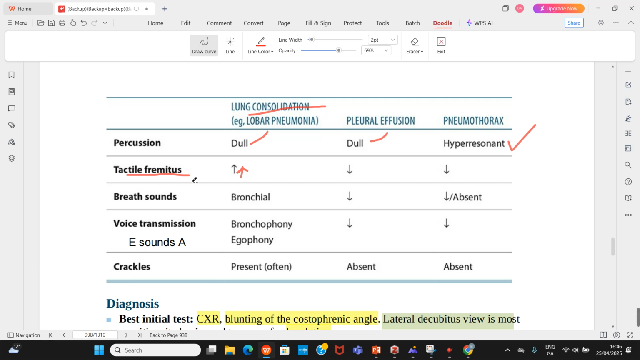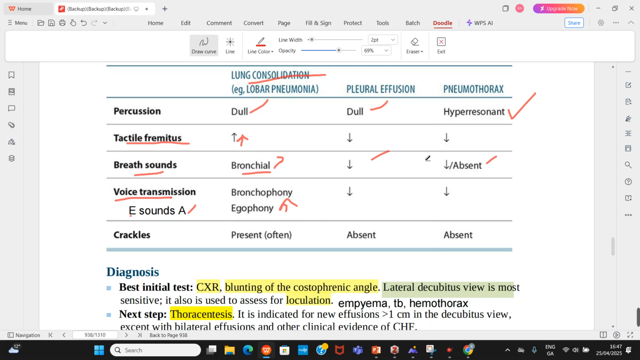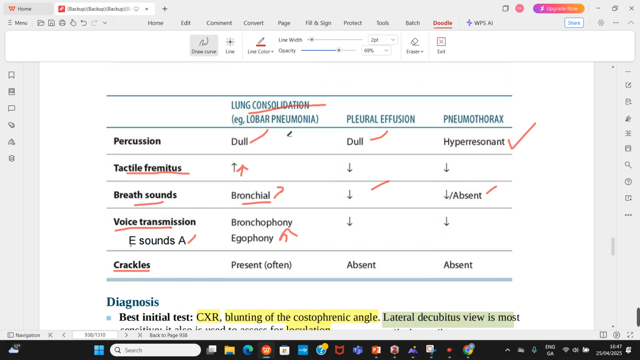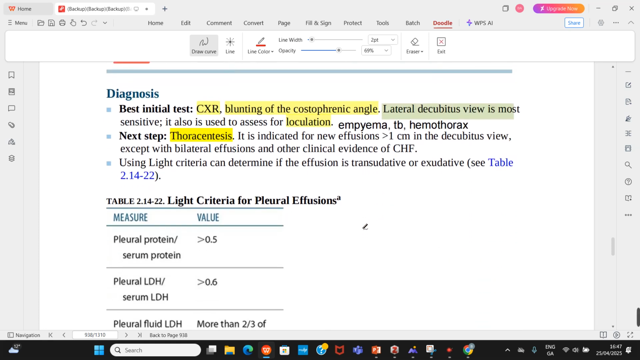Some people can forget. So breath sound is going to be bronchial, kind of a very high pitch, and in the other ones it's going to be reduced or absent. Voice transmission is very similar to tactile fremitus and breath sound. There's going to be egophony or bronchophony, more like high pitch sounds. So E is going to sound like A. E, A. So here it has high pitch compared to E. That's egophony. In pleural effusion and pneumothorax, voice transmission is going to be reduced or low. For crackles, we are going to hear the crackles in lung consolidation. In other ones, it is absent.